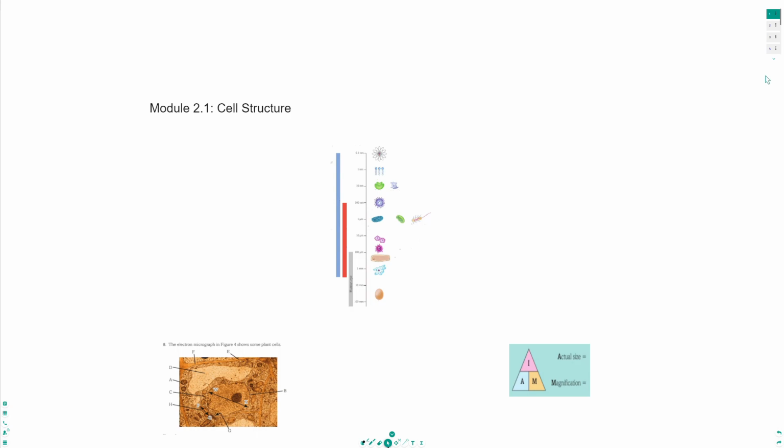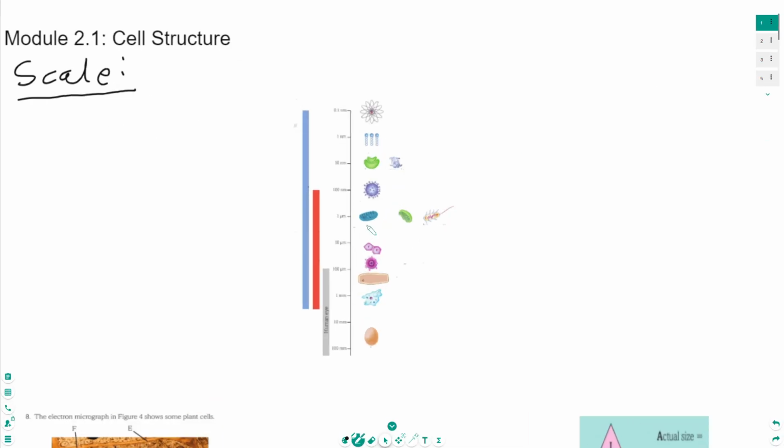And the first thing that we need to be aware of is to think about scale. So we need to start first of all by talking about scale. And scale is pretty important in biology, which is why I have this. So we need to zoom in on here.